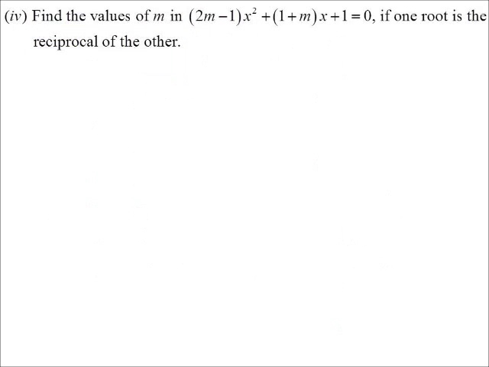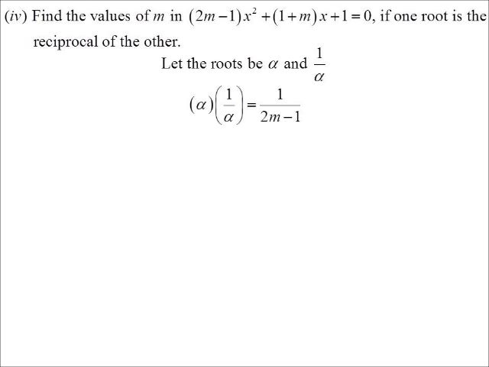If one root is the reciprocal of the other. So again, instead of saying the roots are going to be alpha and beta, I'm going to call them alpha and 1 on alpha. Now, if we're talking about sum of the roots and the product of the roots, one of those becomes really nice, that being the product of the roots. Because if you multiply a number by its reciprocal, you're always going to get 1. So I don't actually need to know what alpha is for this one. I can say alpha times 1 on alpha will be c on a, so 1 on 2m minus 1. And I've got a very simple little equation to solve there. And we get m is 1.